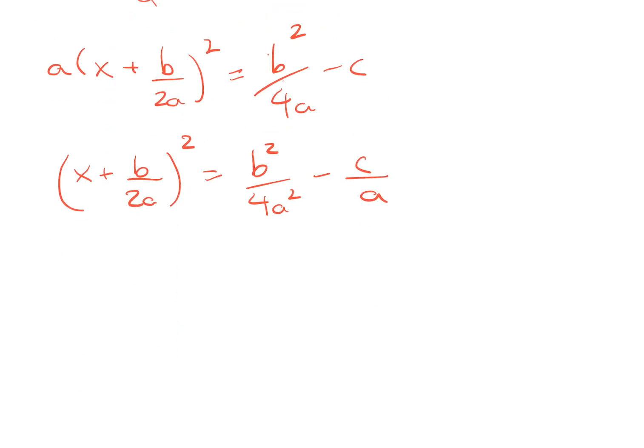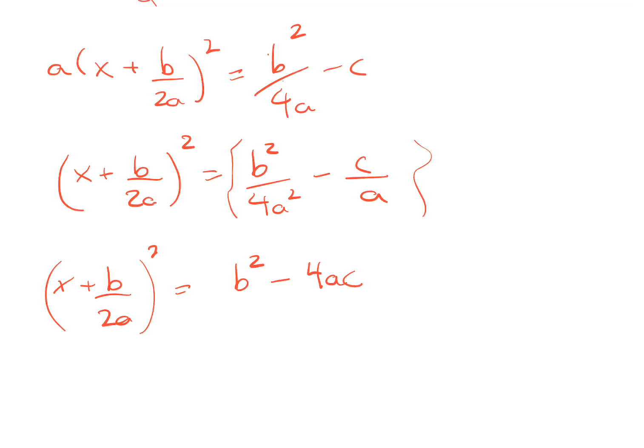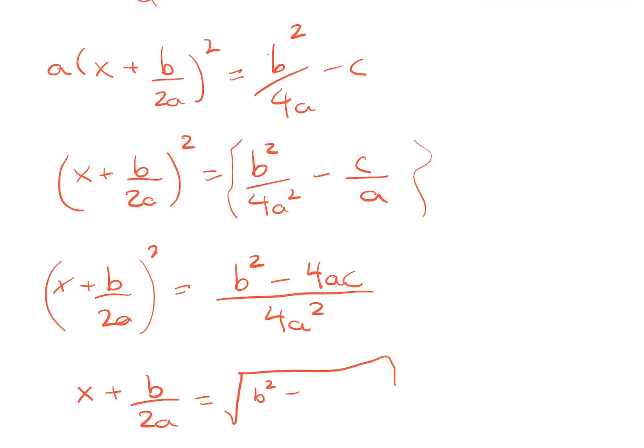So, on the right here, this side, let's get a common denominator. So we have x plus b over 2a all squared equals b squared minus 4ac, are you starting to see something here? Over 4a squared. We've seen that b squared minus 4ac before. Now we're going to square root both sides. So you have x plus b over 2a equals the square root of b squared minus 4ac all over 4a squared.